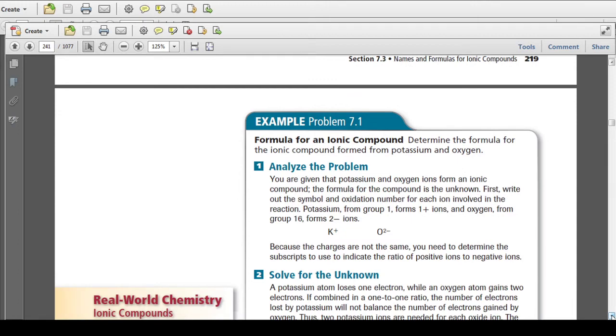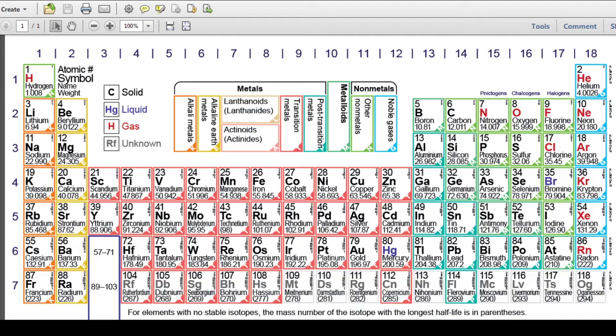Determine the formula for the ionic compound formed from potassium and oxygen. If we go back to our periodic table, we can find that potassium is a group 1 element and oxygen is a group 16 element. Because potassium is group 1, we know it's going to have a +1 charge, and oxygen, a group 16 element, is going to have a -2 charge.